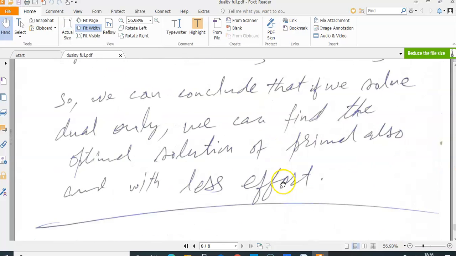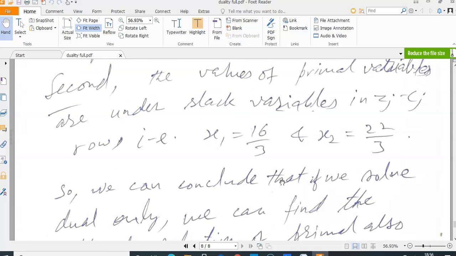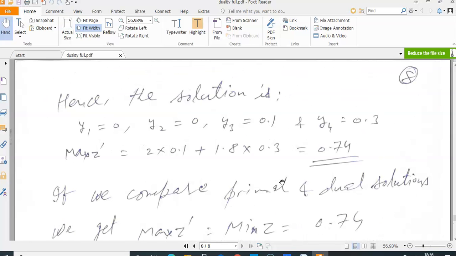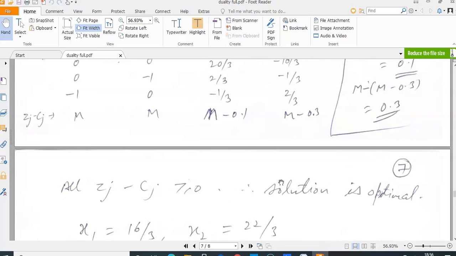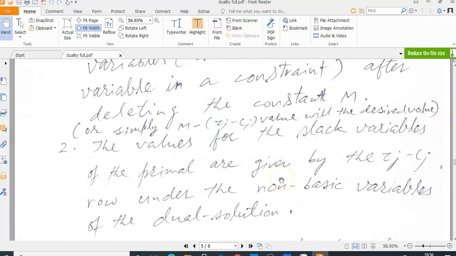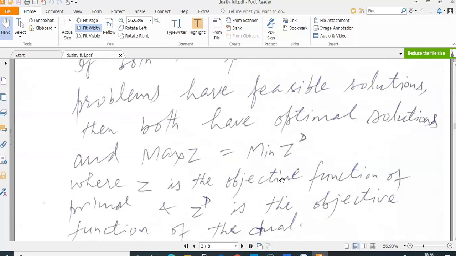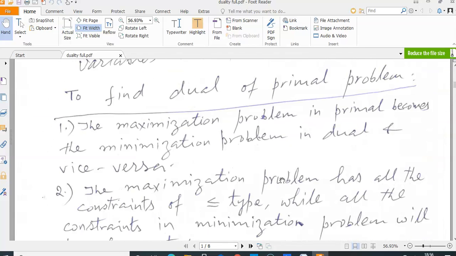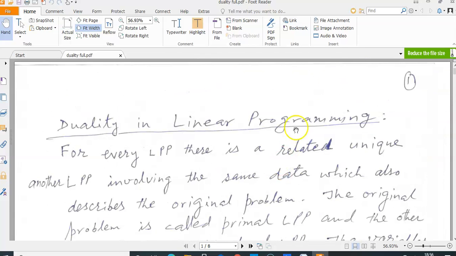So we can conclude that if we solve only the dual, we can find the optimal solution of the primal also, and with less effort. This is how I demonstrated to you the utility of duality in getting the optimal solutions conveniently. Thank you so much.